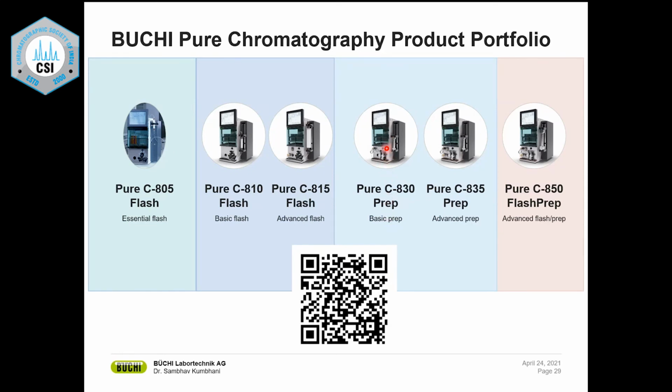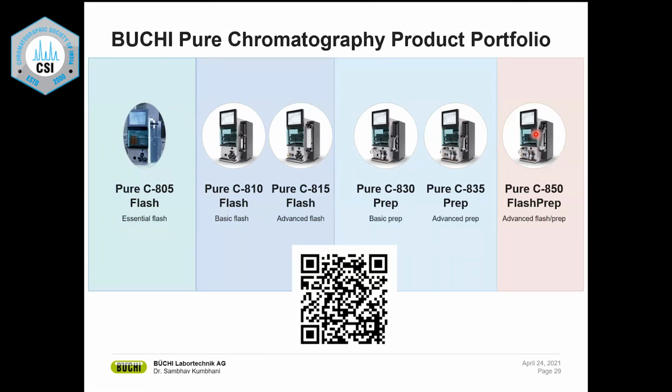So these 3 systems all go up to a 50 bar back pressure limit, 50 bar, 725 psi. Whereas these 2, 830 and 835, can go up to 300 bar or 4000 psi back pressure limits. And everything else is similar. This has a UV vis detector, and this has a UV vis and an ELSD detector. Whereas this 850 is the most advanced one and has everything in it.